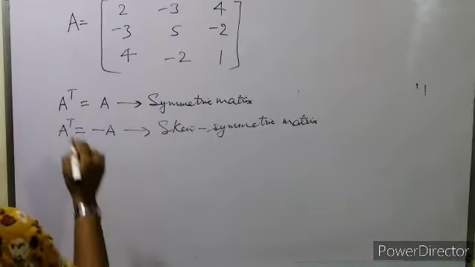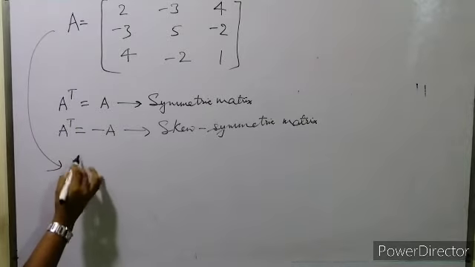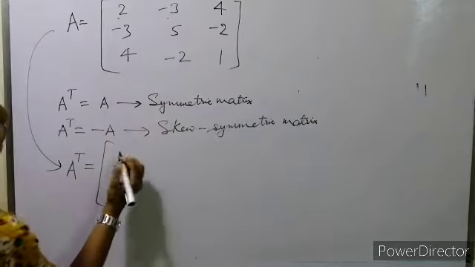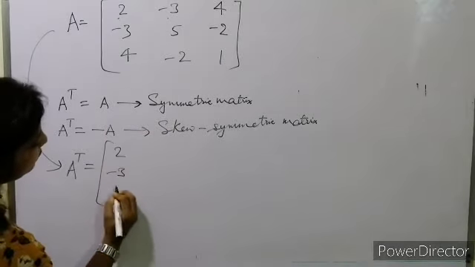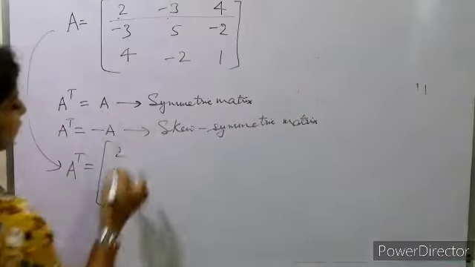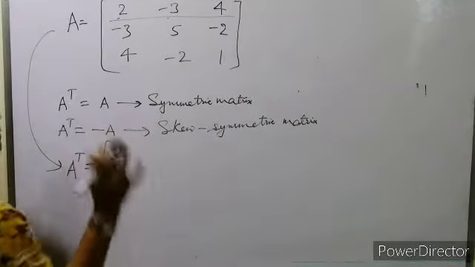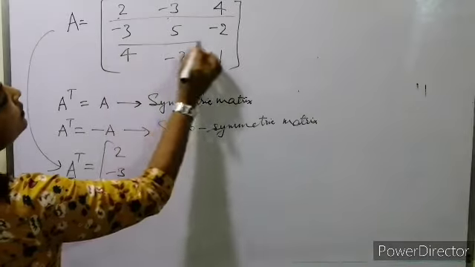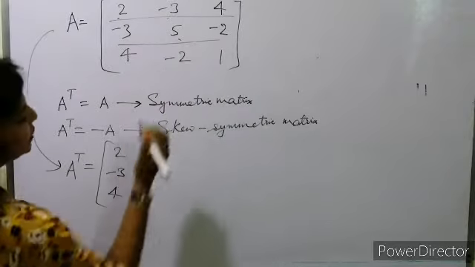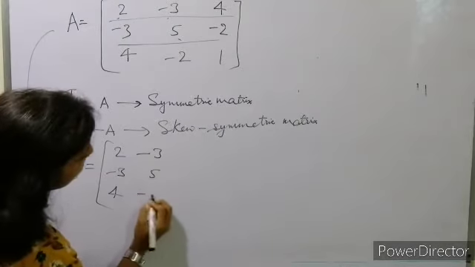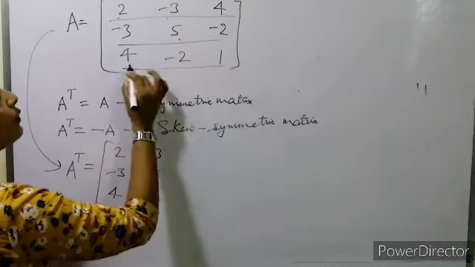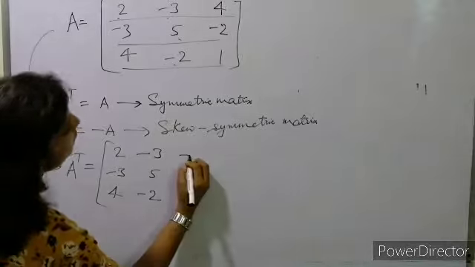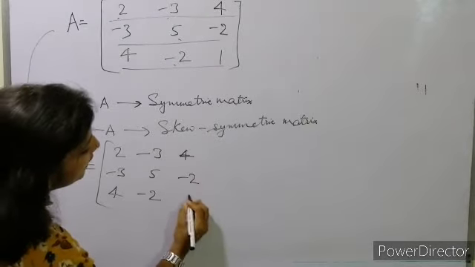Now we have to find out the transpose of A. This is A, so A transpose will be 2, minus 3, 4. Whatever is row wise, we'll write column wise. Transpose means we have to convert rows into columns and columns into rows. So the second row is minus 3, 5, minus 2. The third column is 4, minus 2, 1.